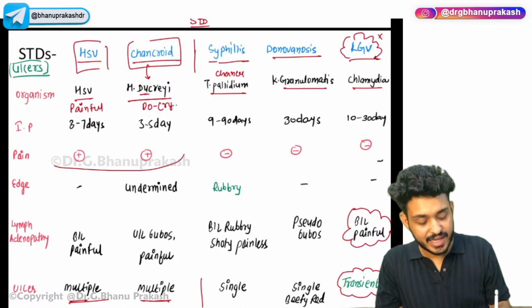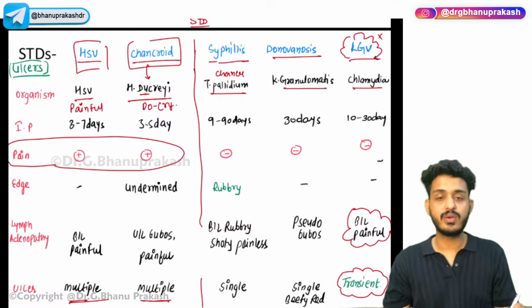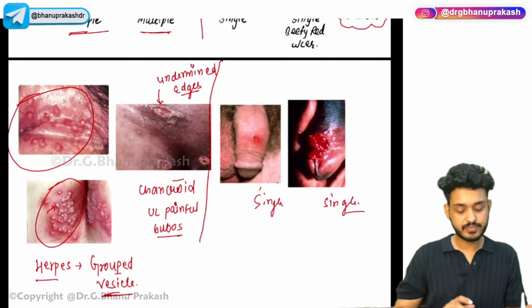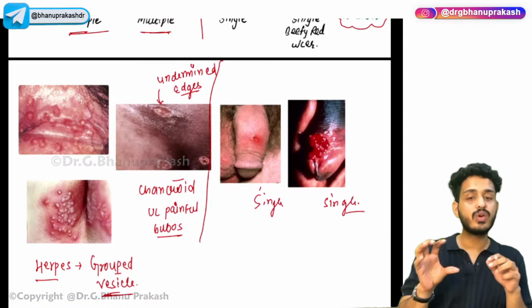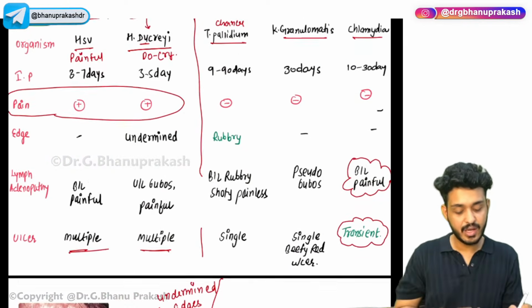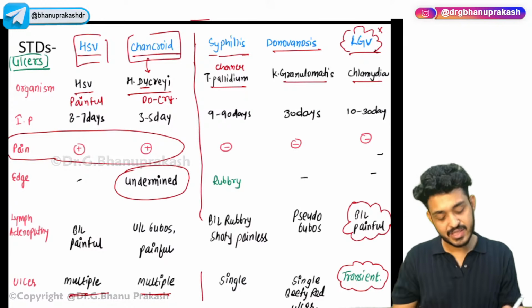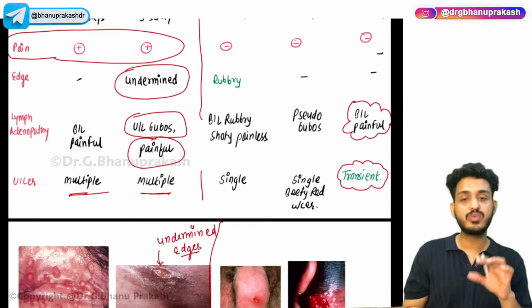Now you can easily identify two ulcers will be painful, other will be painless ulcer. So what we have learned till now, how do we identify? For herpes identification, we need to look for grouped vesicle. Second thing, for Haemophilus ducreyi identification, we need to look for undermined edges. We need to look for painful ulcer and unilateral buboes. This is what you have to remember.